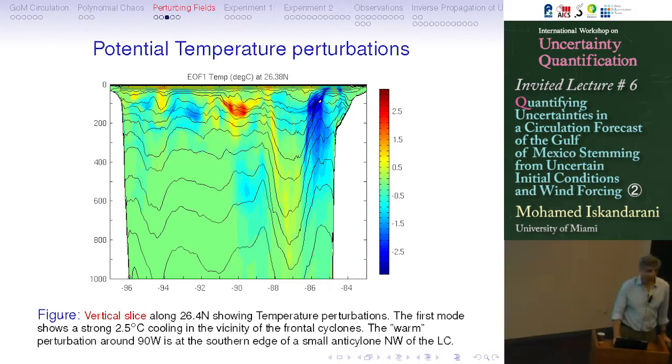And these are multivariate EOFs, and this is a slice through the frontal eddy. What you've done for your perturbations is, for example, produce a cooling of almost 2 degrees, and a warming of about 2 degrees as well on the western side of the loop current. So these are perturbations that affect all variables in the models.